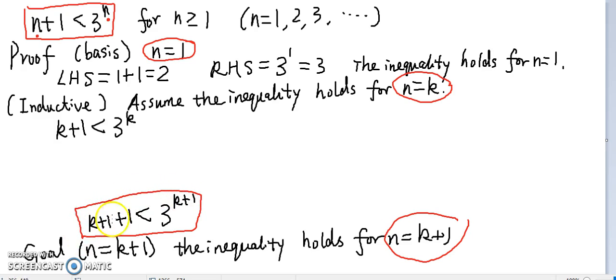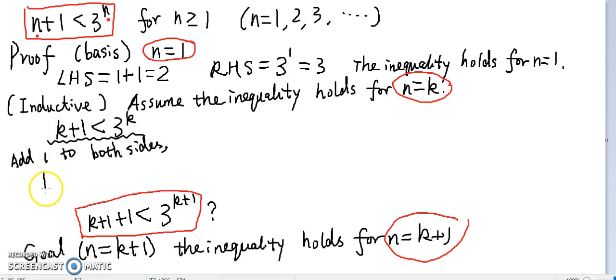k plus 1 plus 1 is less than 3 to the k plus 1th power. So we start with what we know. This here is what we know, and we want to prove this inequality. Okay, so we try to compare the left-hand sides, to see if we can get k plus 1 plus 1. Apparently, we should add 1 to both sides in order to get the left-hand side. So if I add 1 to the left-hand side, k plus 1, that's the original left-hand side, we will get exactly what we need in the goal inequality.